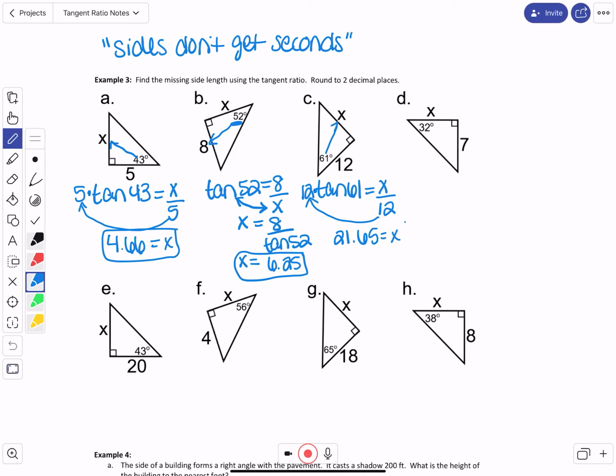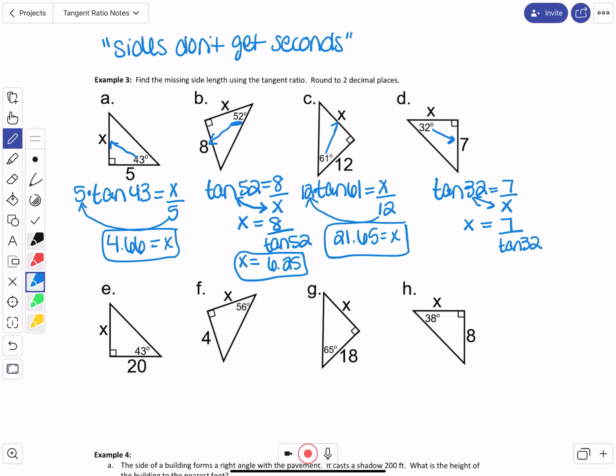21.65 equals x. Okay, on my next one, I have the tangent of 32 because the angle always goes next to it. Either it's one of those Greek letters, alpha or beta, or it's the actual angle that we know. My opposite is 7 over x. Since x is on the bottom, these two switch places.